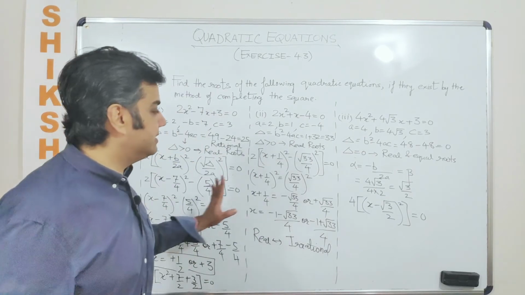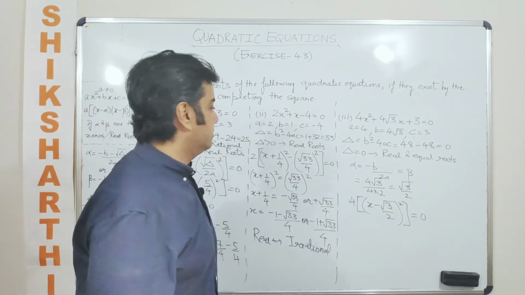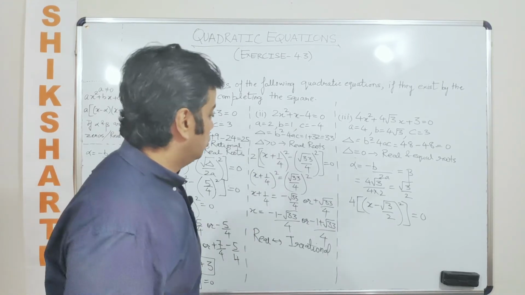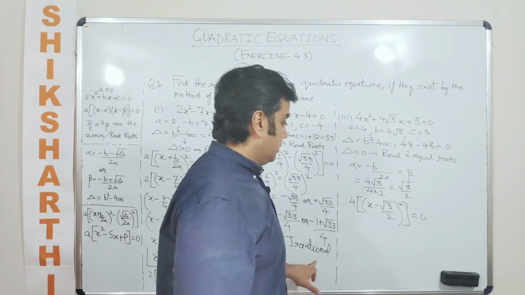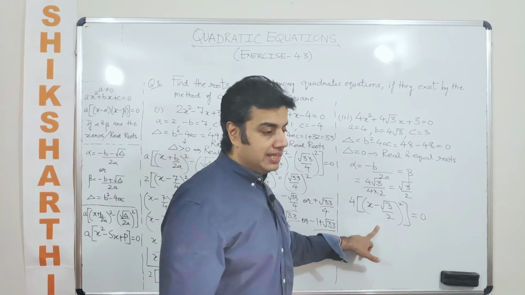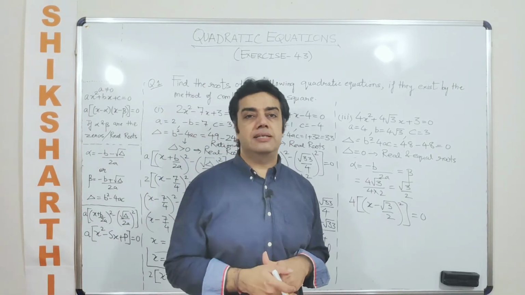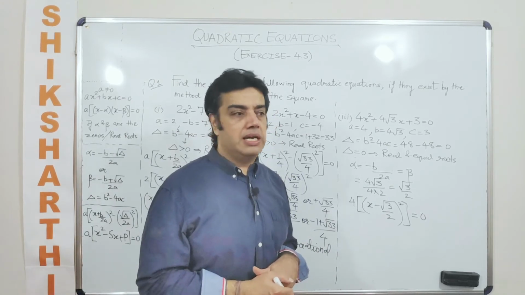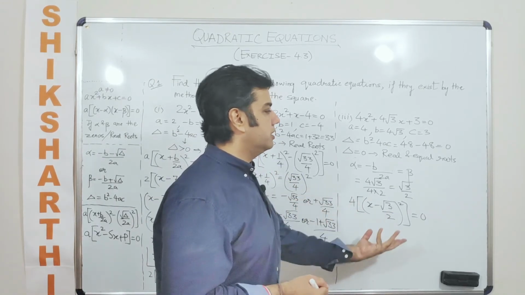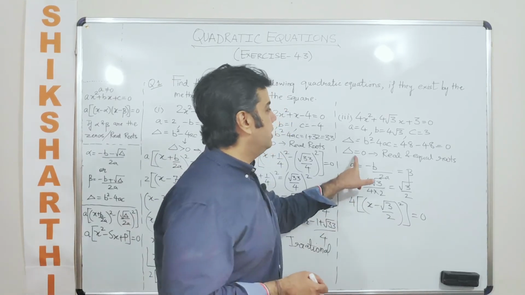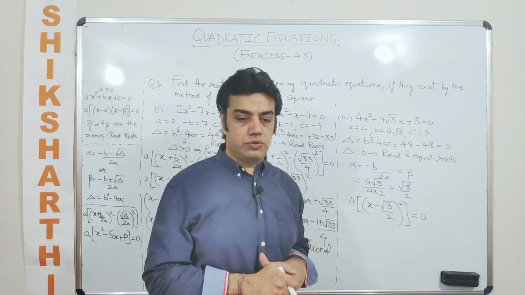So among all these 3 equations that we have solved, these 3 questions, is this a perfect square? No. Is this a perfect square? No. Is this a perfect square? Yes. So when will you get a perfect square? You get a perfect square only when delta is equal to 0. Otherwise, you can always find out the zeros or the real roots or the imaginary roots. But you get a perfect square only when delta is equal to 0.